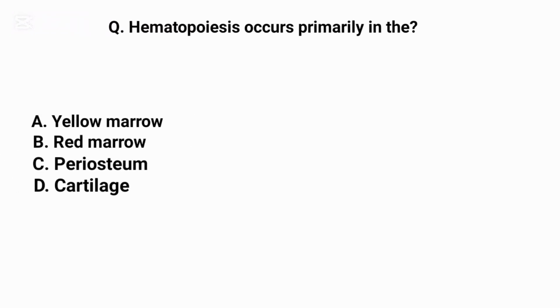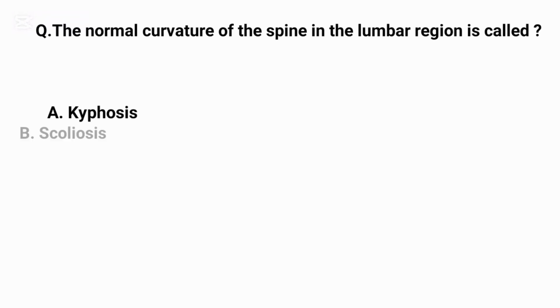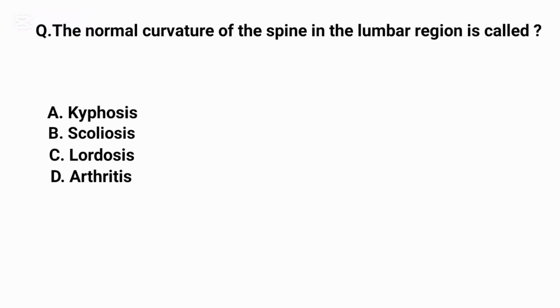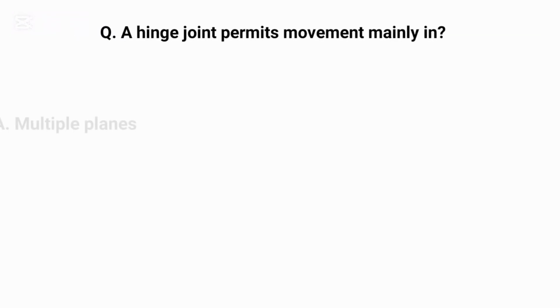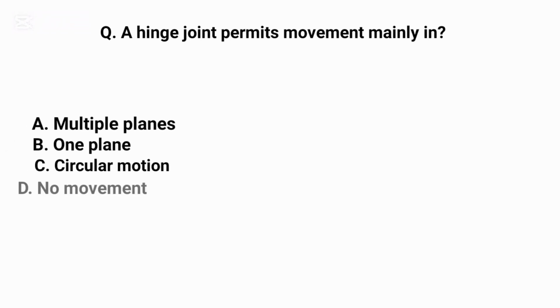Hematopoiesis occurs primarily in. Correct answer is option B, red marrow. The normal curvature of the spine in the lumbar region is called. Correct answer is option C, lordosis. A hinge joint permits movement mainly in. Correct answer is option B, one plane.